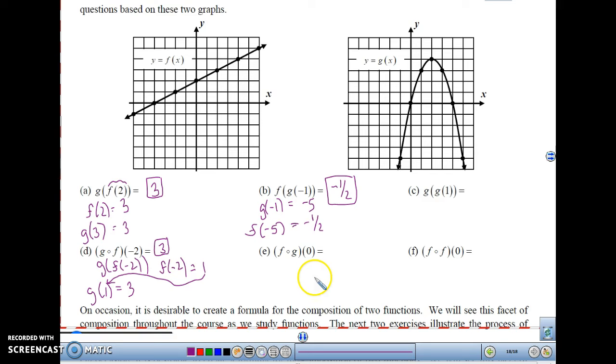All right, let's do one more example, f of g of 0. For f of g of 0, we have to do the g of 0 first. So it's this function at 0 is 0. And then take that output and plug it into f. And then f of 0 is equal to 2. So f of g of 0 is equal to 2. Okay, all right, your turn. Try C and try F, and we'll go over those in the next class.